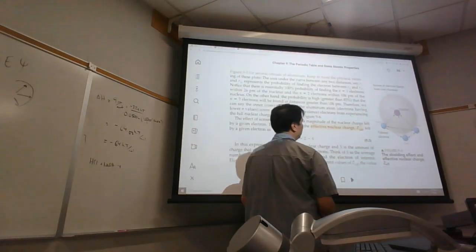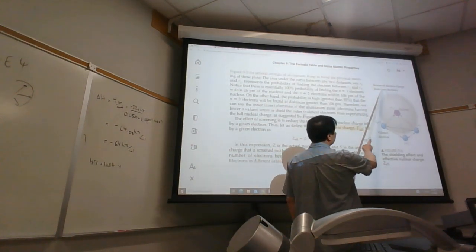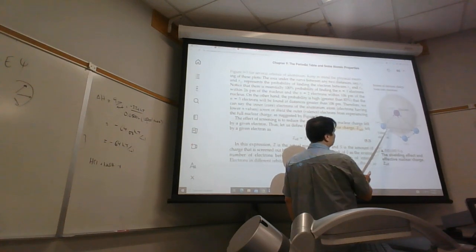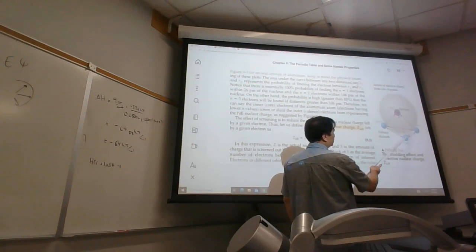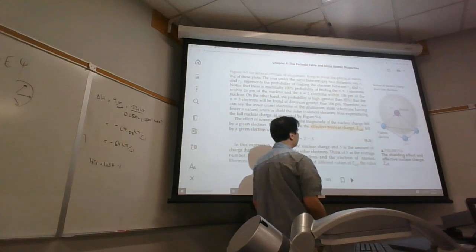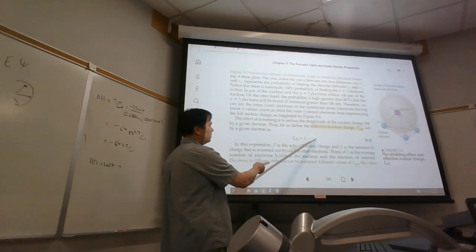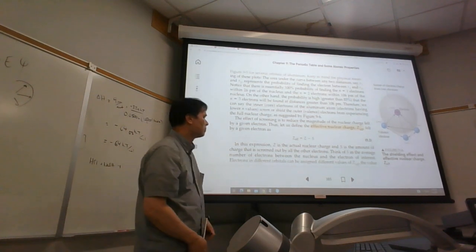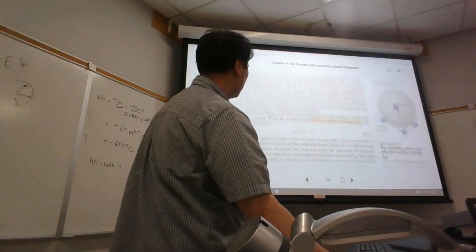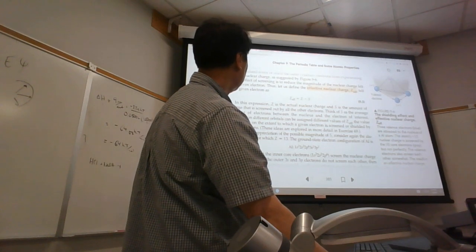So here's the shielding. This is for core electrons. Core electrons are going to shield 100%. So if you're a valence electron, you're not going to see the full charge. And so Z effective is Z minus the shielding or screening. Now, there are some rules for the screening here.